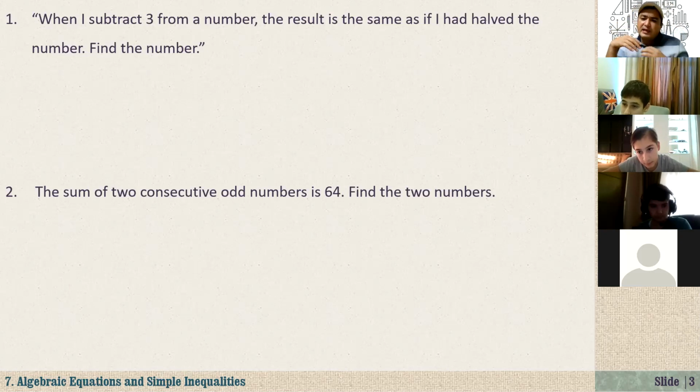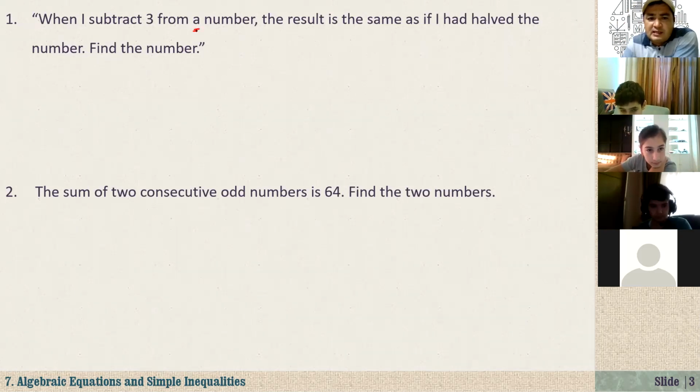And the second time, read a bit slower and try to understand every phrase or every sentence. Now we will read again. When I subtract 3 from a number. And as you see here in English, "a" is an indefinite article. What number is it? I don't know. If I say "the number," you know what number I'm talking about.